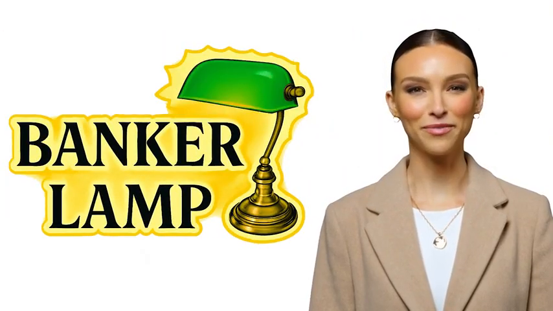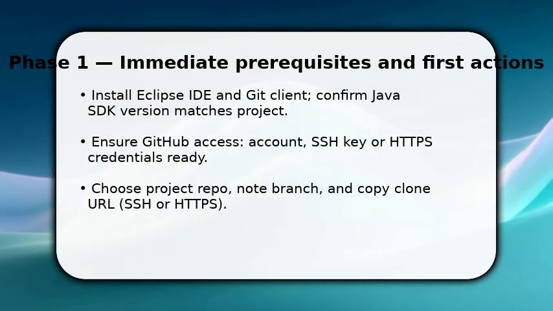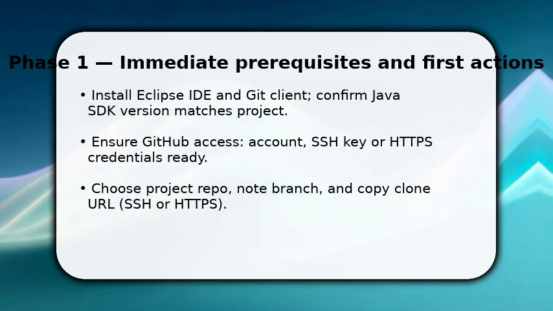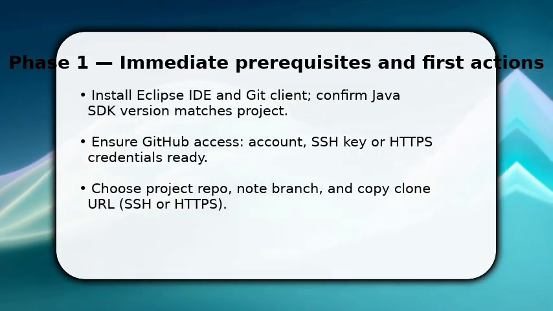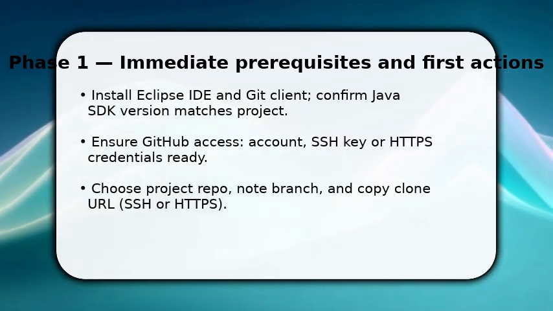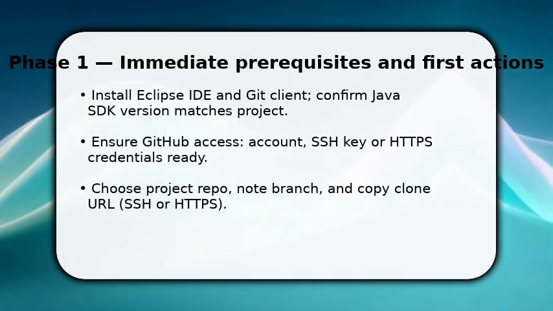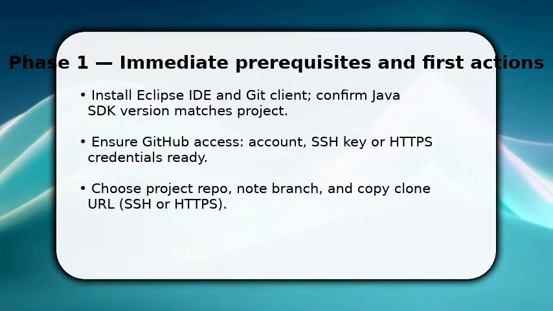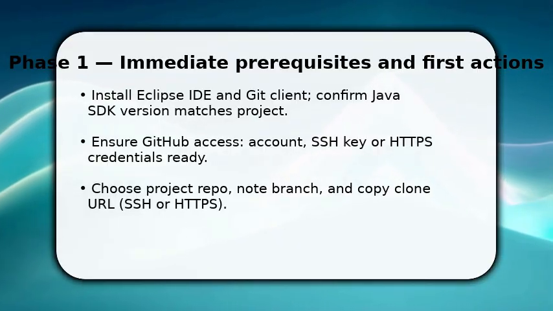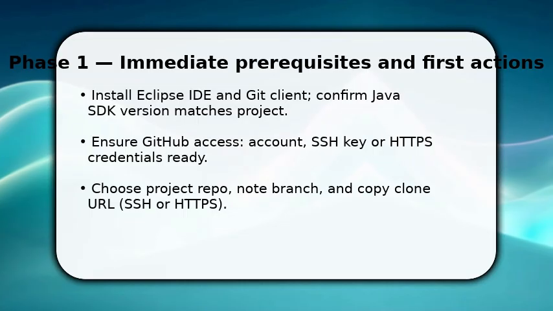Please enjoy the video. You start by making sure Eclipse and Git are installed, and you have the correct Java SDK for the project. Open GitHub, pick the repository, and copy its clone URL, SSH if you set up keys, otherwise HTTPS with credentials. In Eclipse, go to File, Import, Git, Projects from Git, select Clone URI and paste the URL. Once done, choose the branch you need, and proceed to fetch remote refs.